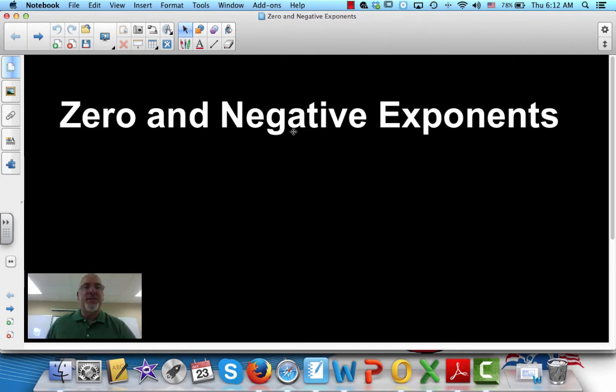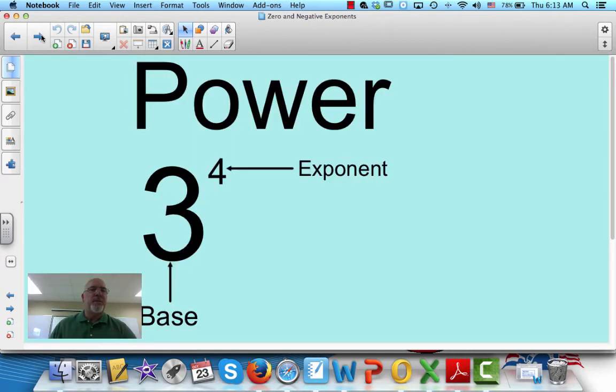Okay, we're going to be studying zero and negative exponents. And as a reminder, powers are made up of a base, the big number, and an exponent, which is a smaller number in the upper right-hand corner.